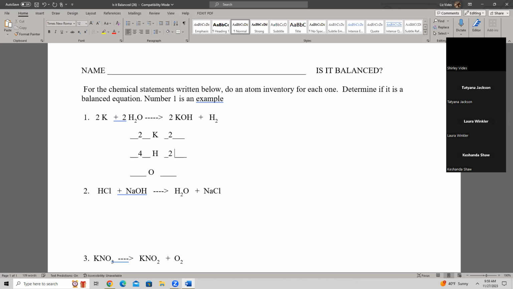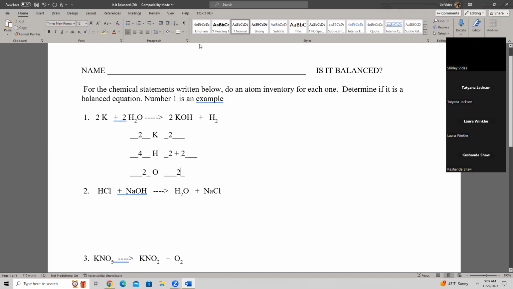I always suggest that you do that when they're split because of the way they balance. And then here you have 2 oxygens on the left and 2 oxygens on the right. So this is officially balanced, as you can see. Now let's do the same method and balance the one below. See if it's balanced or see if we can balance it.